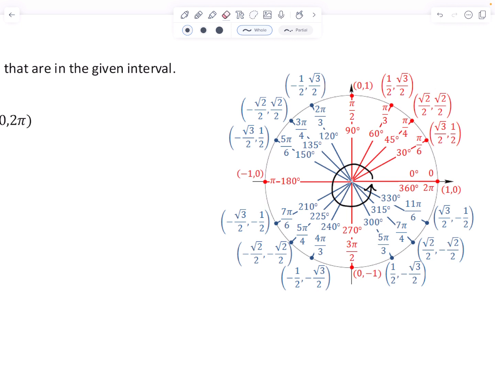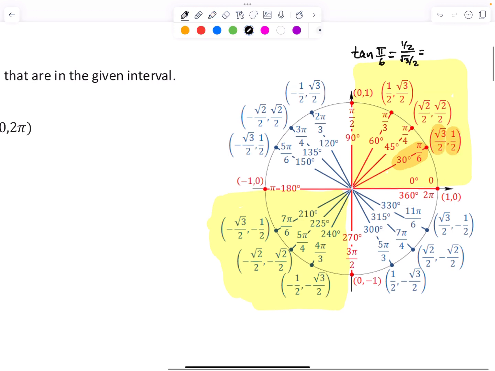Tangent is sine over cosine, so second coordinate divided by first coordinate. Tangent is positive in the first and third quadrants. And at this angle, pi 6, or 30 degrees, second coordinate divided by first coordinate will be 1/2 divided by radical 3 over 2, which simplifies to 1 over radical 3. So this is one of the angles I'm interested in. The tangent will also be positive 1 over radical 3 at this angle, 7 pi 6, because negative 1/2 divided by negative square root of 3 over 2 will simplify to positive 1 over square root of 3.